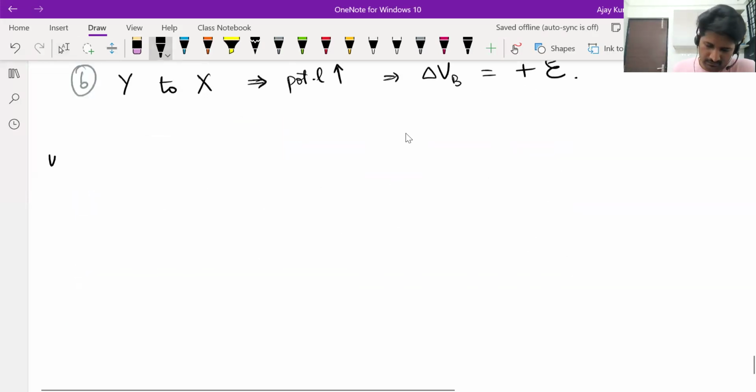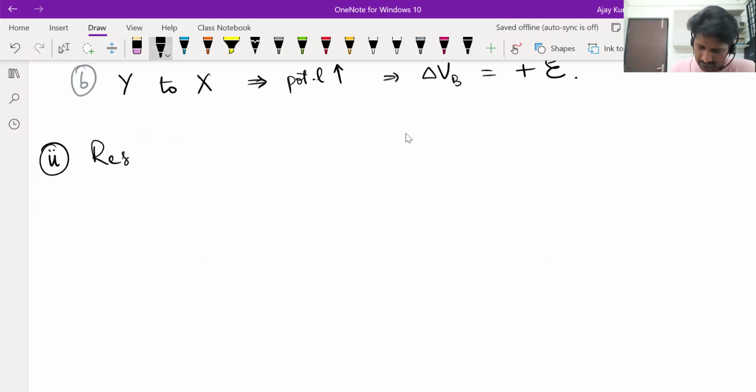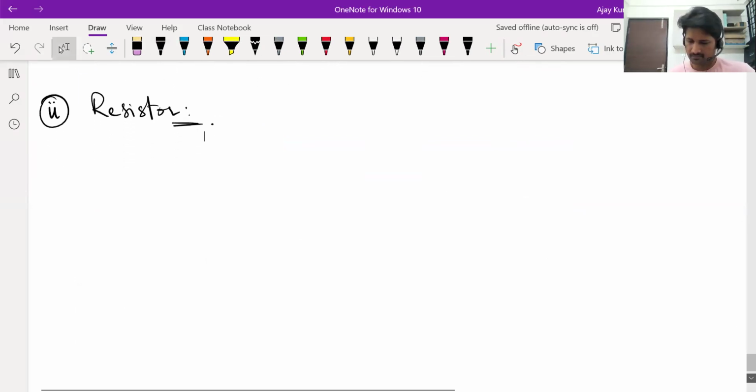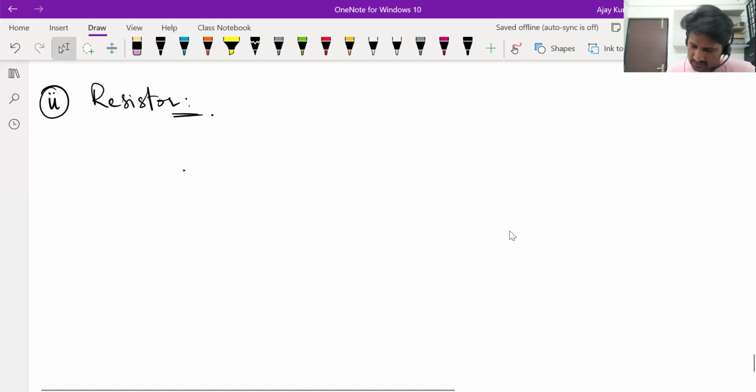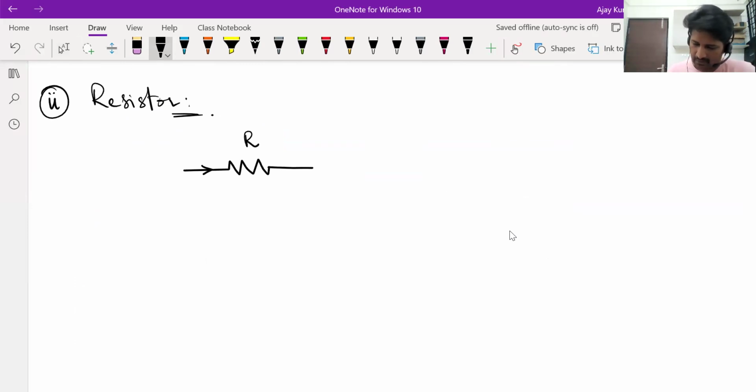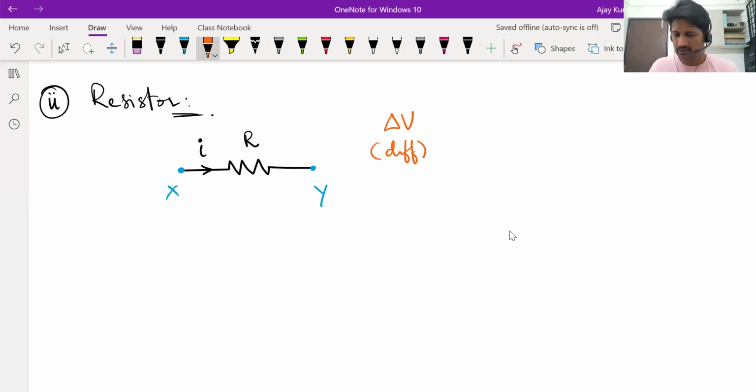Next, resistance or a resistor. Suppose there is a resistance R through which a current I is flowing. Let's say current is flowing to the right. Let's call this end as X and this end as Y. Now we know from Ohm's law that the potential difference, this is difference, across a resistance is I into R, the current flowing through it multiplied with the resistance.